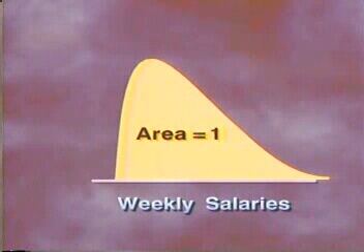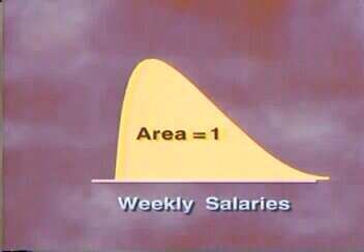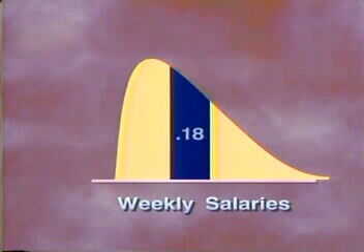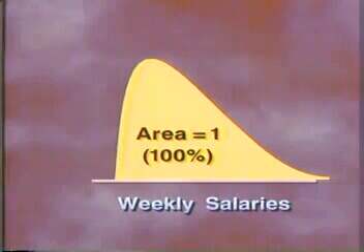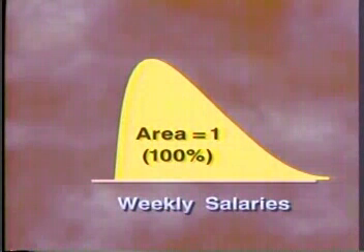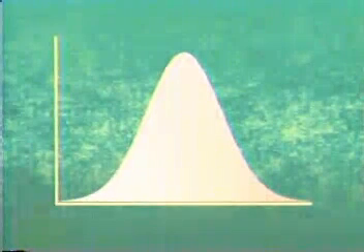Now the area of any particular region is equivalent to the percentage of observations falling in that region. For instance, if this area is, say, 0.18, that means 18% of the employees earn salaries in that range. The total area of 1 stands for 100% of the salaries. Because density curves all have area 1 underneath them, they allow us to quickly compare the overall shape of different distributions. For instance, our skewed curve of salaries is quite different from this symmetric density curve.